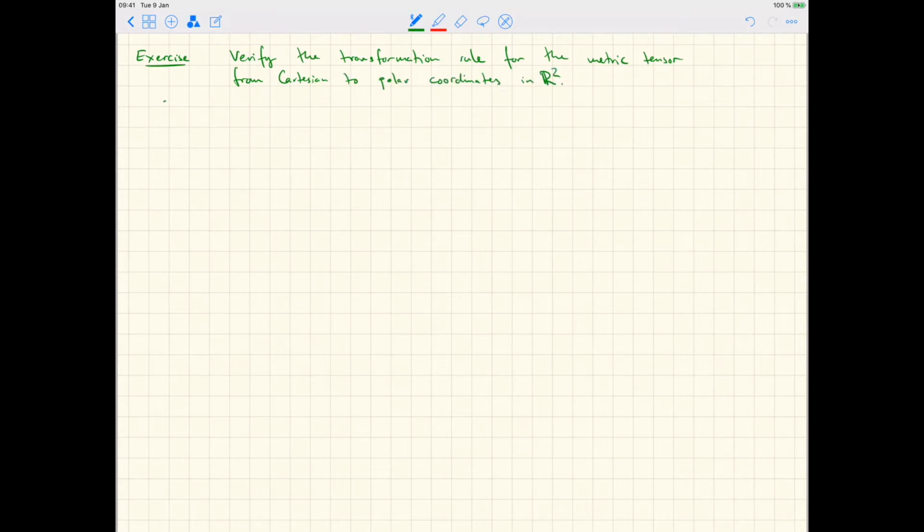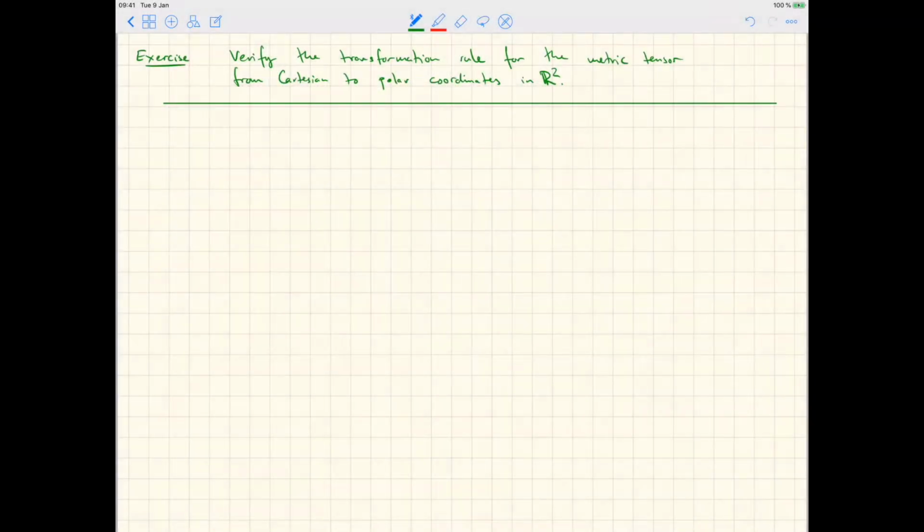For this exercise, verify that the metric components satisfy the coordinate transformation rule for tensor components when transforming from Cartesian to polar coordinates in the Euclidean space R2.